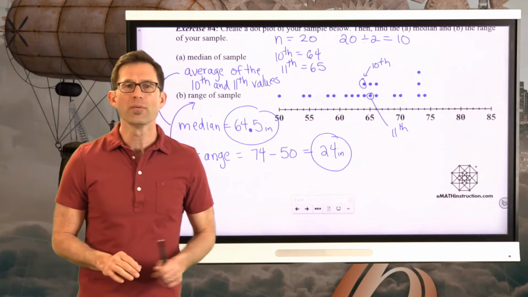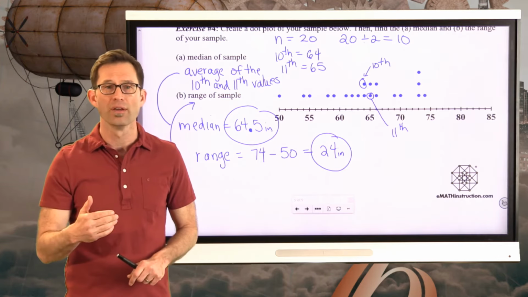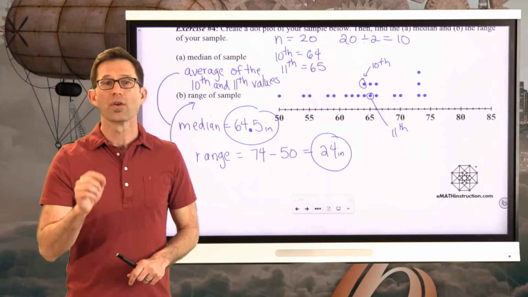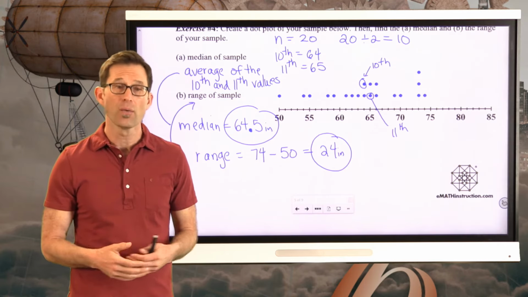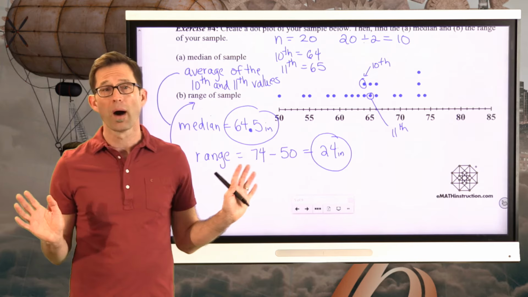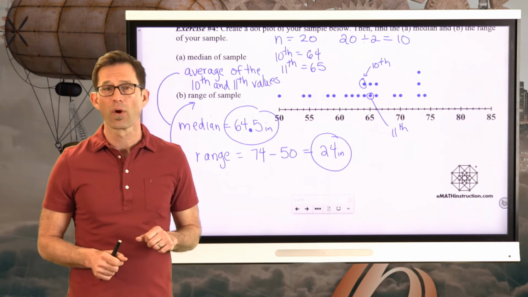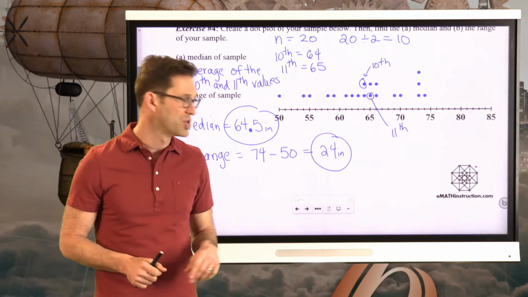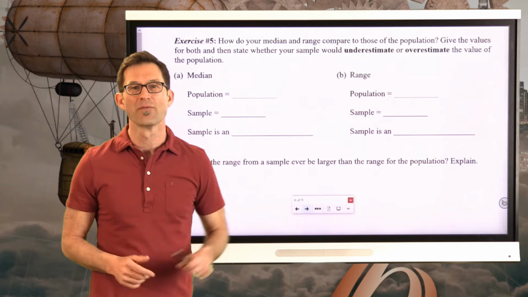Now, before we even move on, the whole idea of sampling, taking a sample from a population, is that you hope your sample will represent your population well enough that I could now say, well, even though I don't know the whole population, probably the median is close to 64.5, and we'll talk about the range in a little bit. All right, because that's a little different. Anyway, exercise number 5, let's take a look.